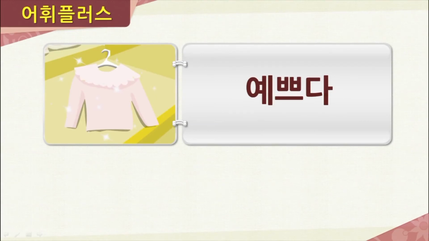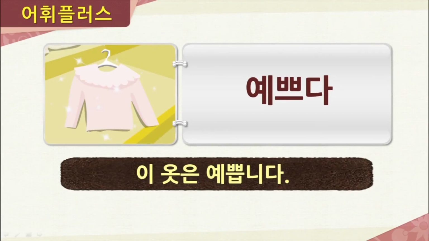Now, the next word here is 예쁘다. In the picture here, we have an article of clothing. So it's sparkling. How would you describe the article of clothing there? One word you might want to use is pretty. So how would we say that the article of clothing is pretty? We would say 이 옷은 예쁩니다.